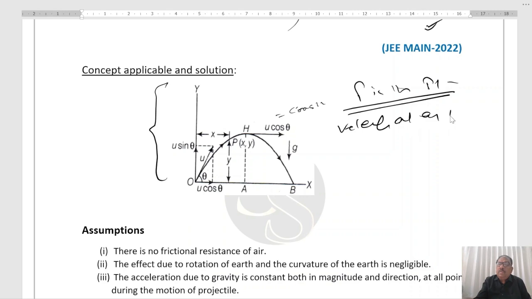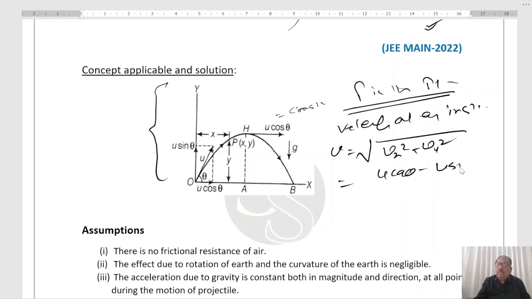P is the point, velocity at any instant. That is given by V equal to under root Vx square plus Vy square. That is, Vx is u cos theta, plus Vy is u sin theta minus gt, whole square. On further simplification, we get u square plus g square t square minus twice u g t sin theta.